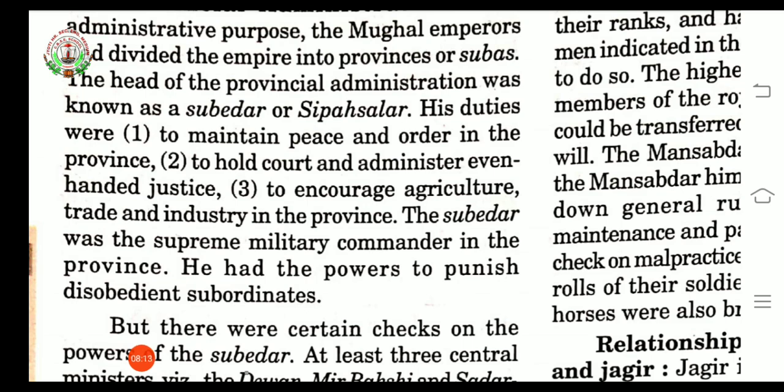Subedar had many powers, but there were certain checks on his powers too. There were at least 3 central ministers, viz. the Diwan, Mir Bakshi and Sadr. They all had direct control over the Subedar. The emperor appointed a Subedar in consultation with the ministers. Consultation means a discussion between people before taking any decision.